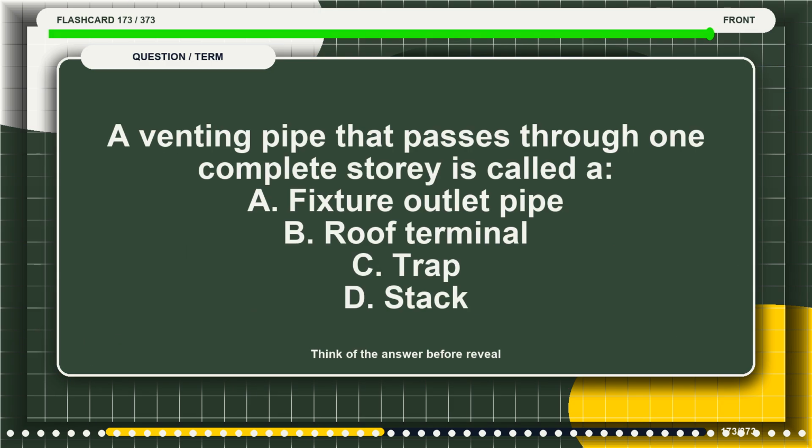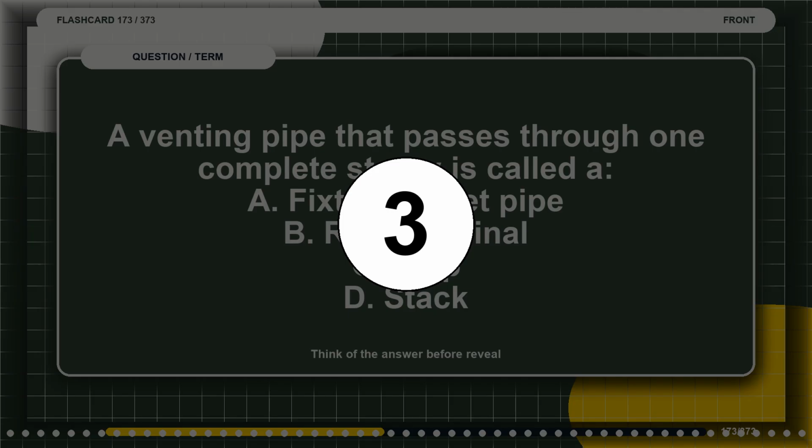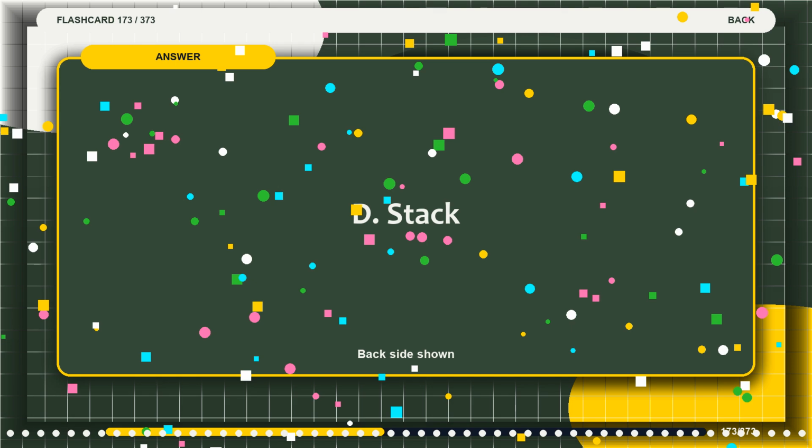Flashcard 173. A venting pipe that passes through one complete story is called A. Fixture outlet pipe, B. Roof terminal, C. Trap, D. Stack. Think of the answer before the reveal. The answer is D. Stack.